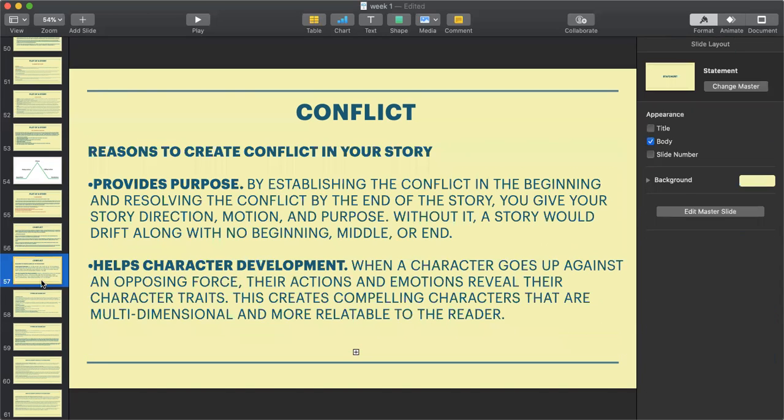So apart from these purposes, why we should create story, what is the reason to create conflict in the story, is to, as I said, provide purpose. A conflict in the story provides purpose, why you are wanting to tell the story. By establishing the conflict in the beginning and resolving the conflict by the end of the story, you give your story a direction, a motion, and a purpose.